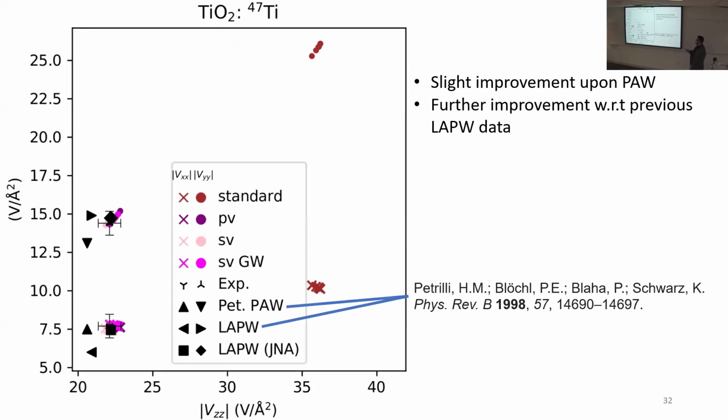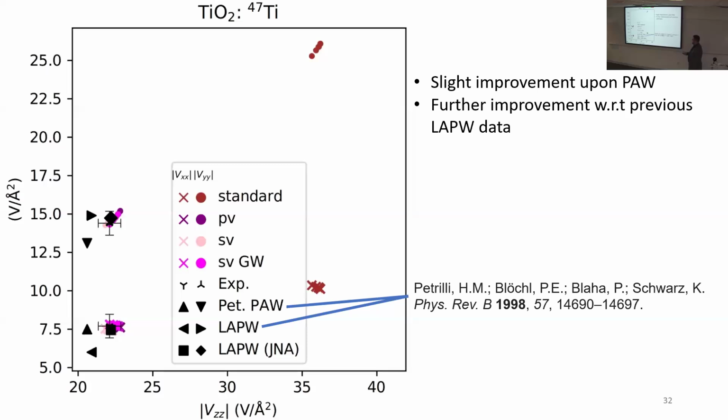Moving on to the other material, which is titanium oxide, we looked at the 47 titanium site, and this one was an interesting calculation because, as you can see, I was able to predict the experimental value almost exactly within the error bars. You can see that the PV and the SV pseudopotentials are right on top of that, which is great.